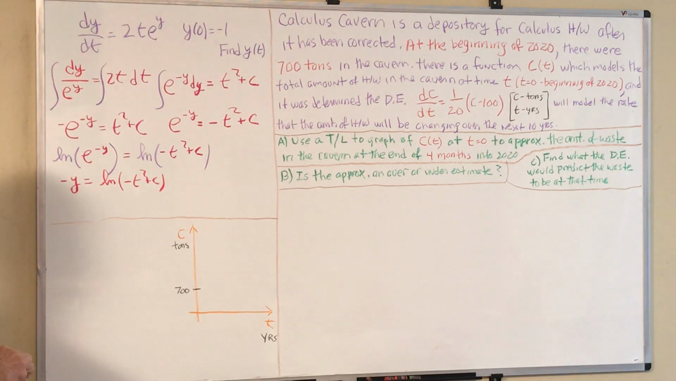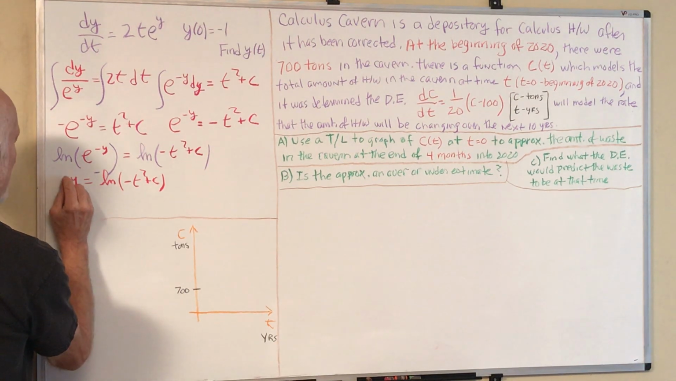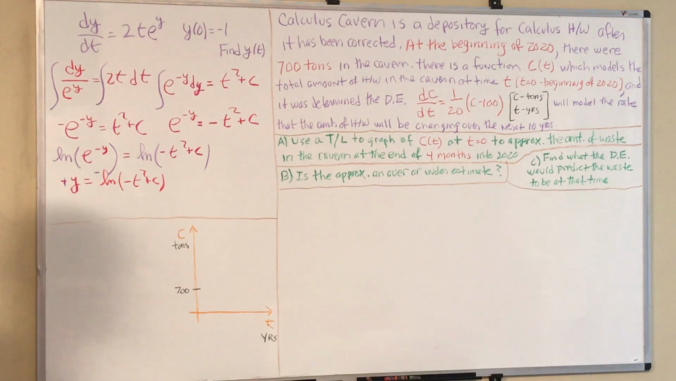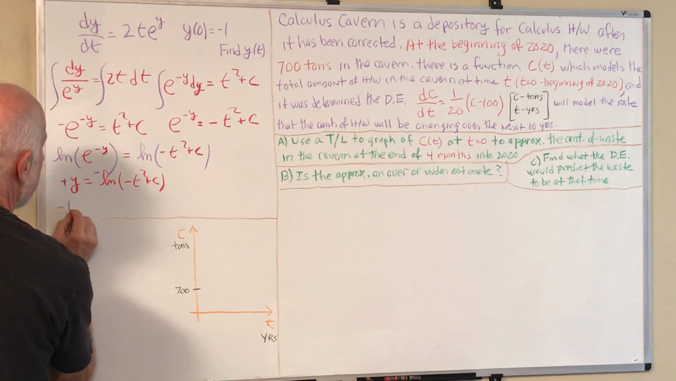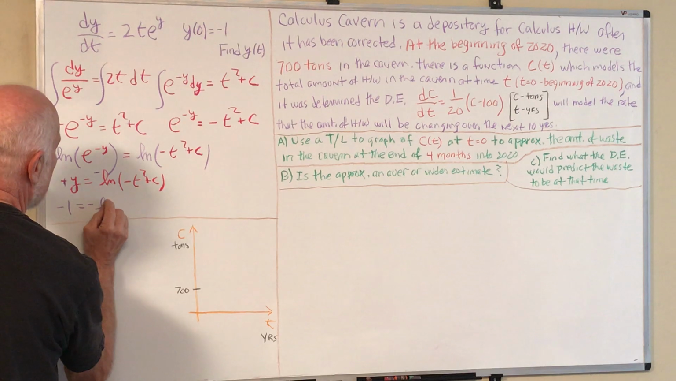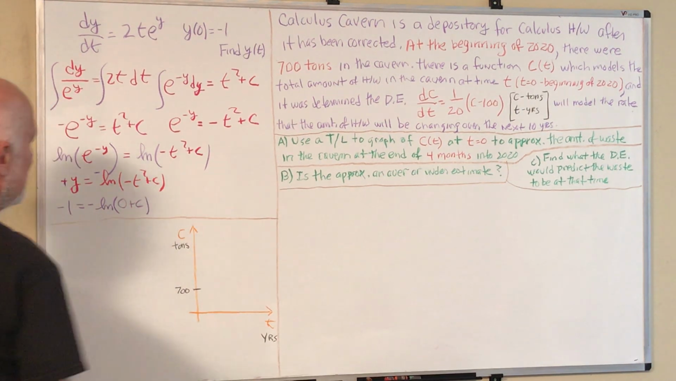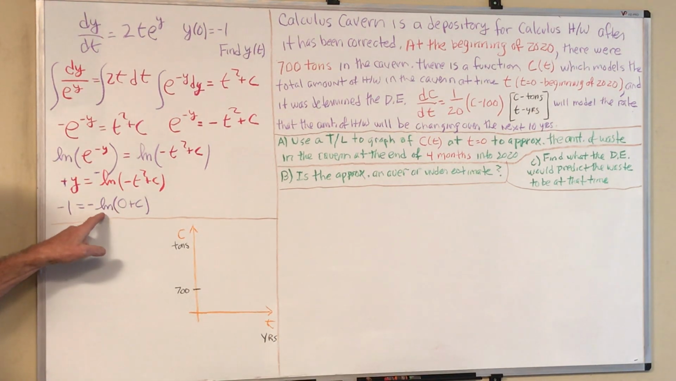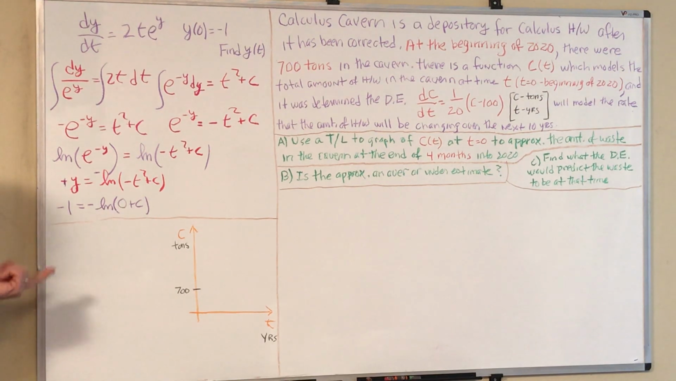and then I can now multiply both sides by a -1. So I can make that positive. I've now solved for it, but then I have to put in my initial condition that I get -1 equals minus the natural log of 0 plus c. Well, we want this to be -1. We want this part to be just 1. Well, the natural log of e is equal to 1, so c must be e.